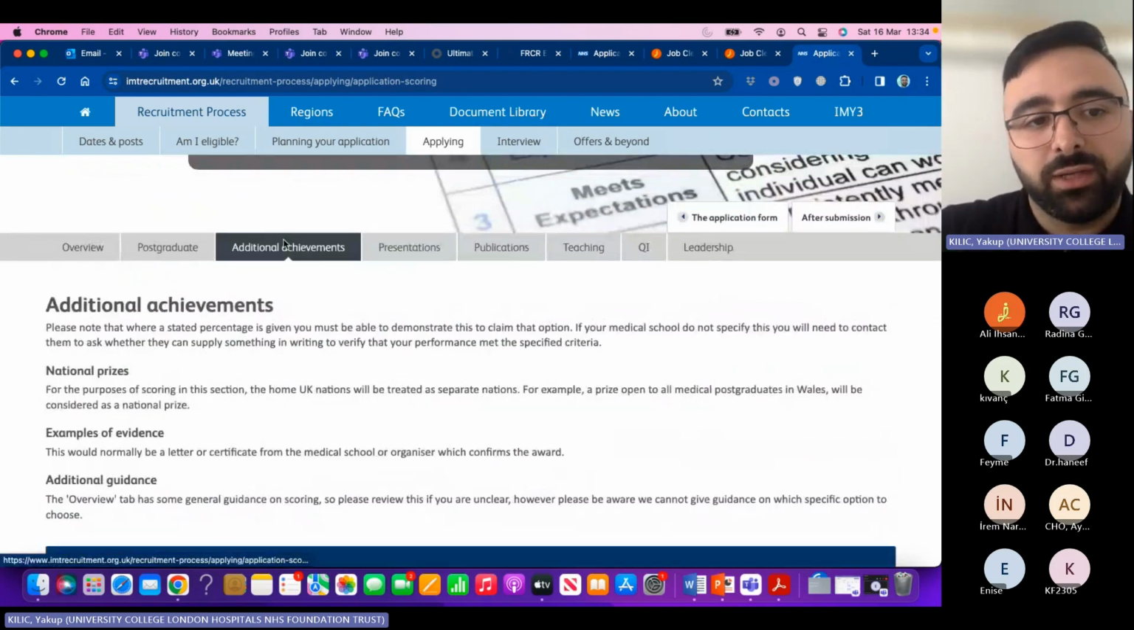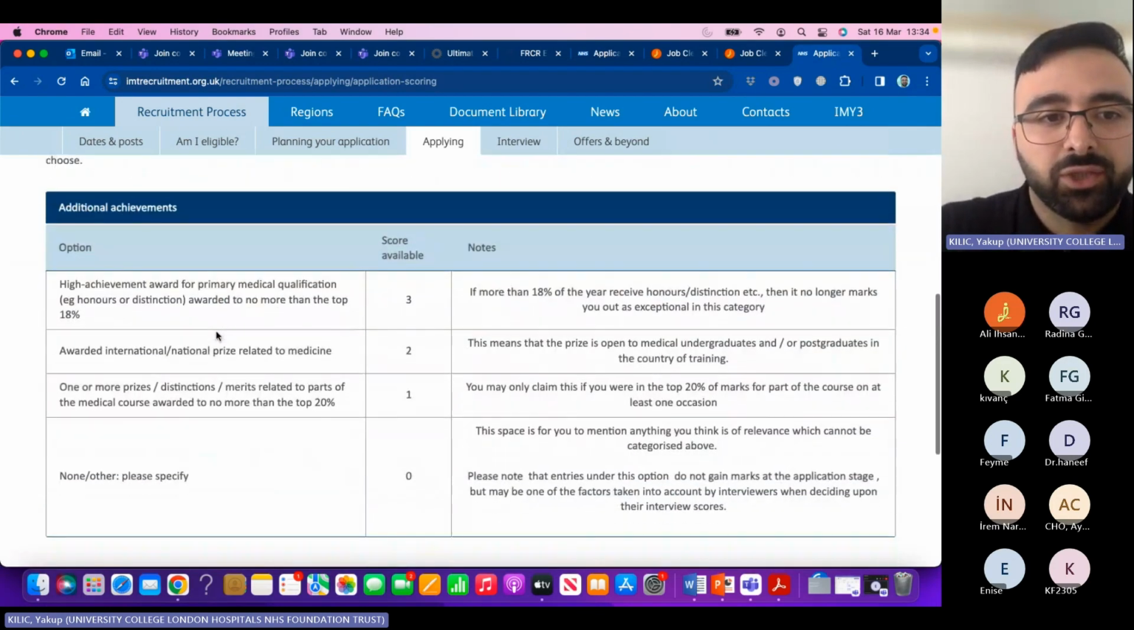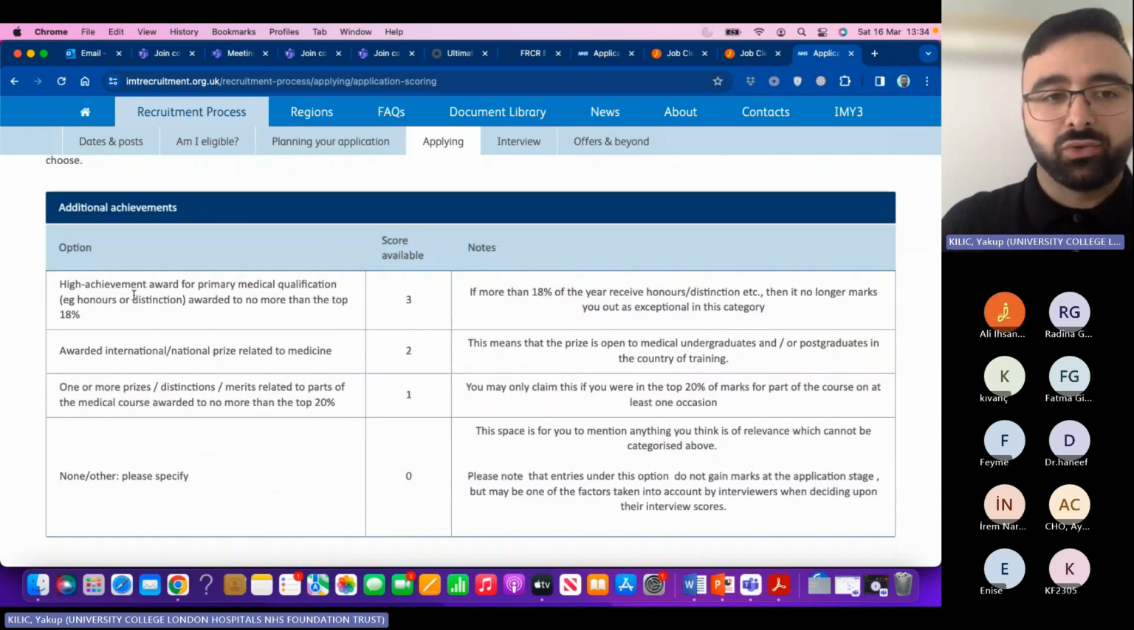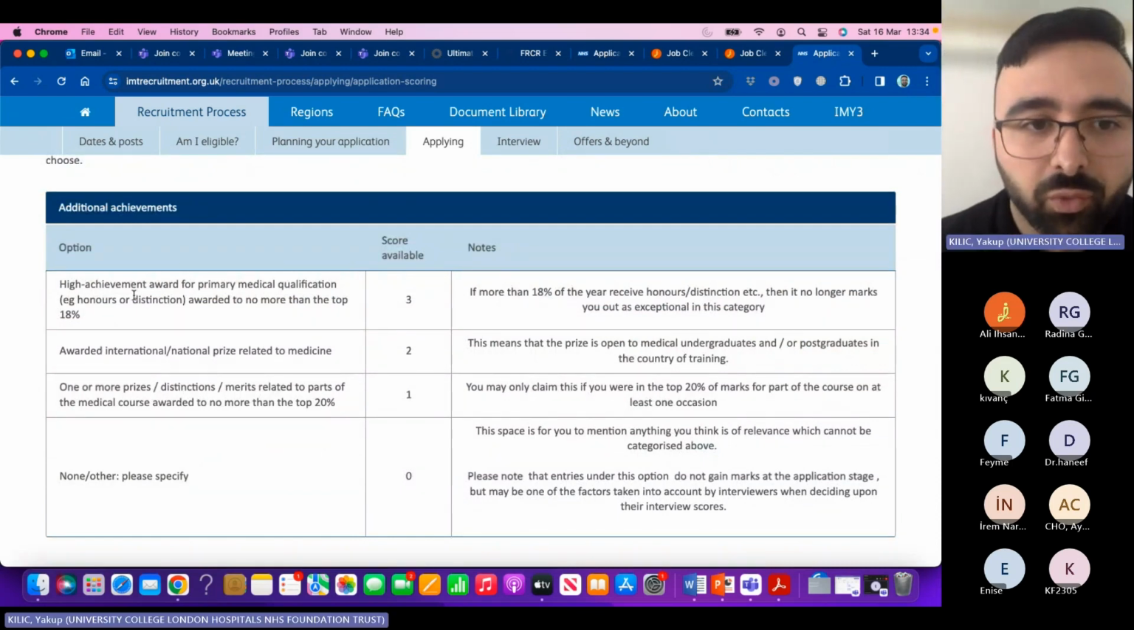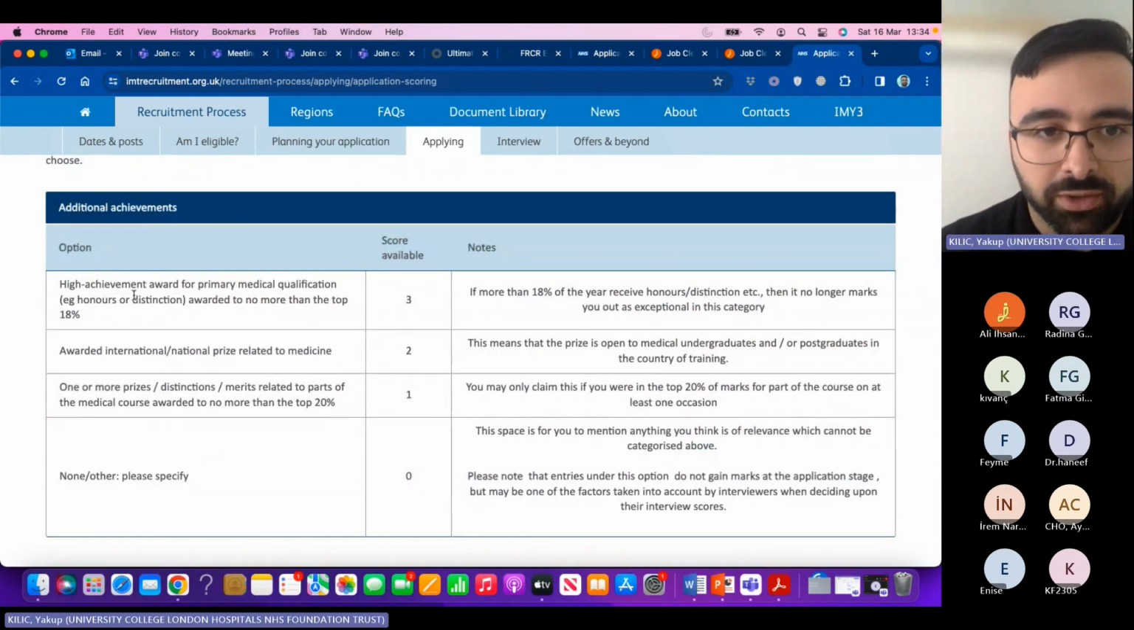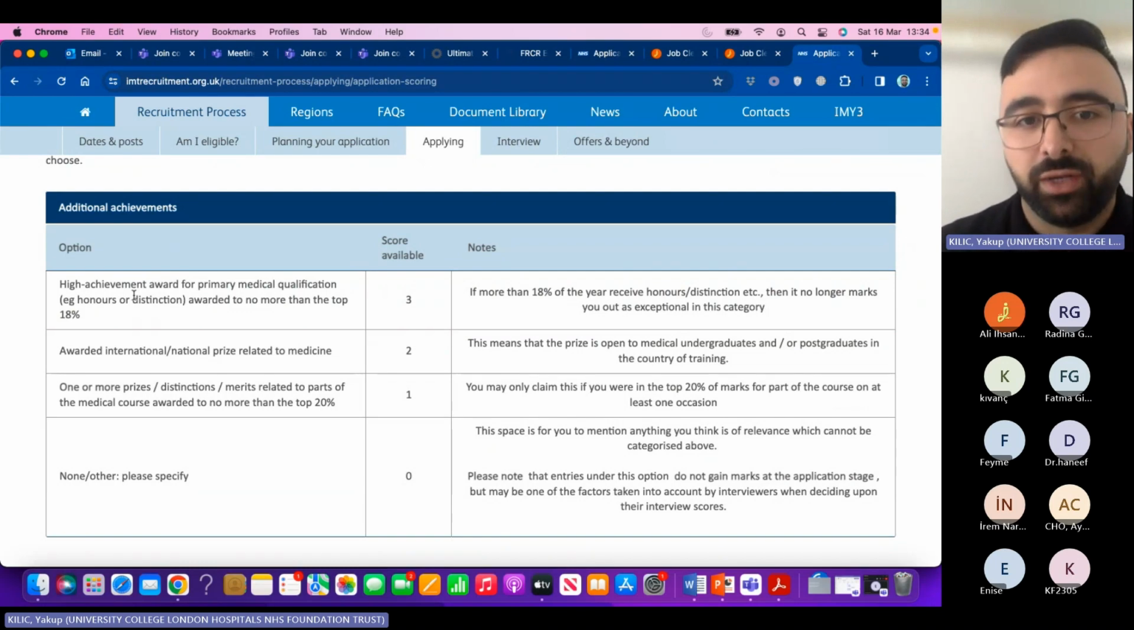So that's postgraduate. Additional achievements. If you're a high achiever during medical school finals, awarded to no more than the top 18%, you get 3 points.